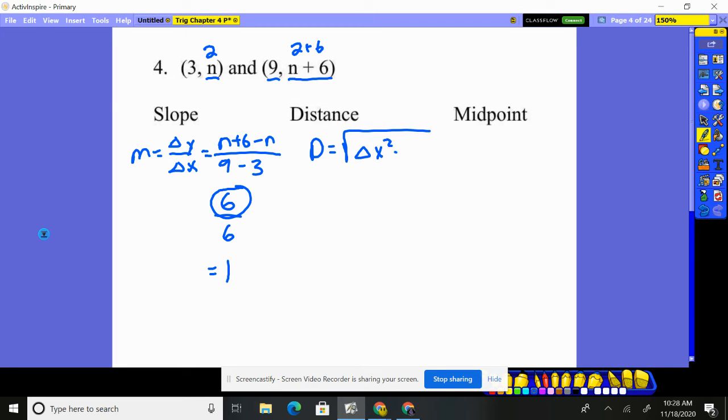Let's go to the distance formula. Change in your x's squared plus the change in your y's squared. So how much do our x's vary by? 9 and 3 differs by 6, so 6 squared. How far apart are n and n plus 6? How much do they vary by? They vary by 6 also. And if you're not sure, subtract them. N plus 6 minus an n. What happens? You get 6. They vary by 6. So we get 36 and 36, square root of 72.